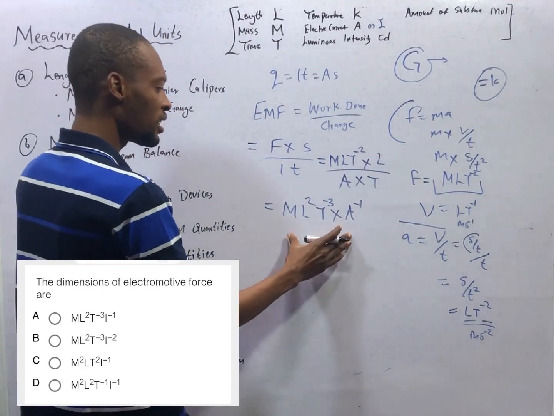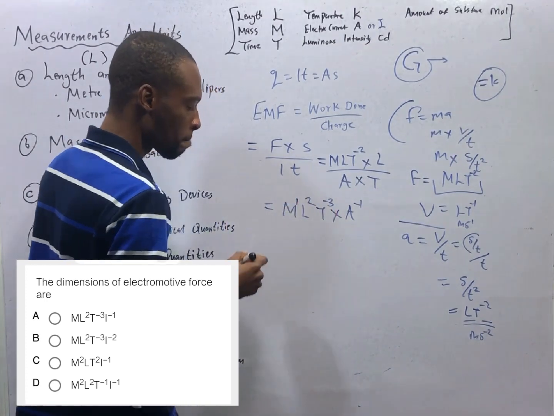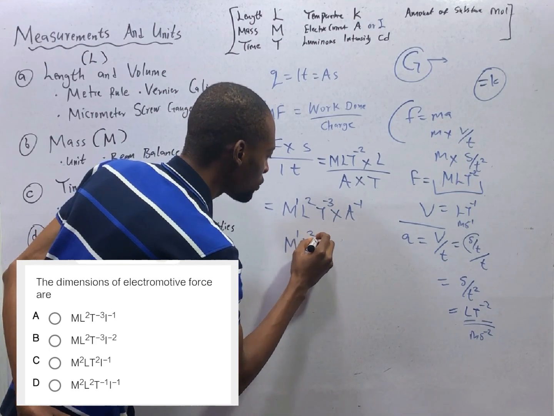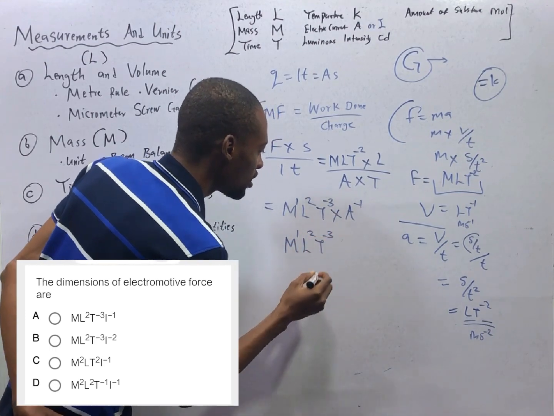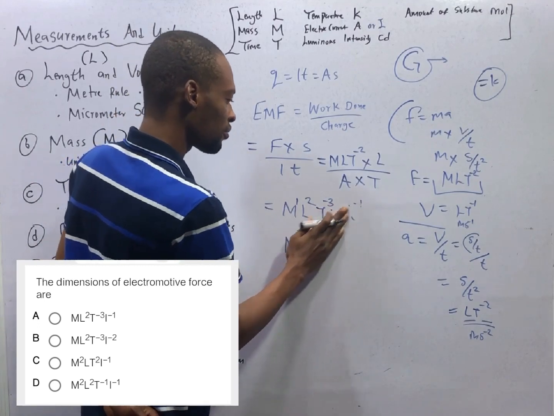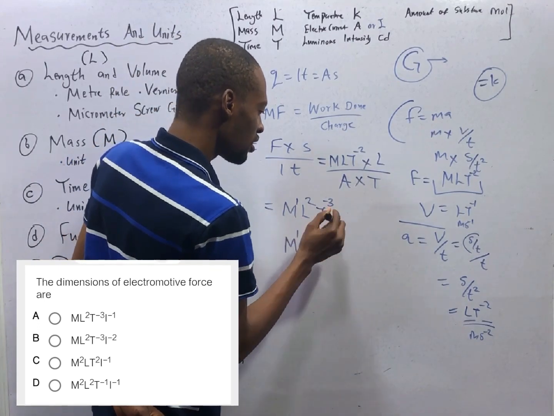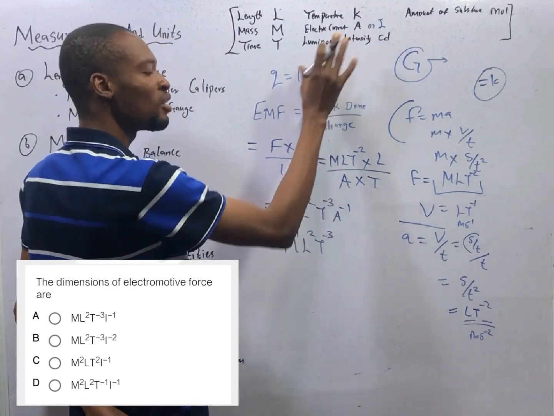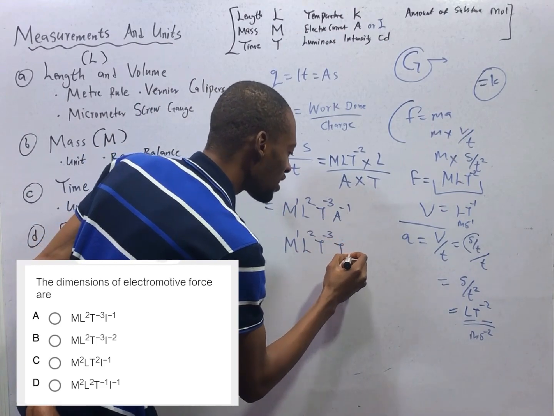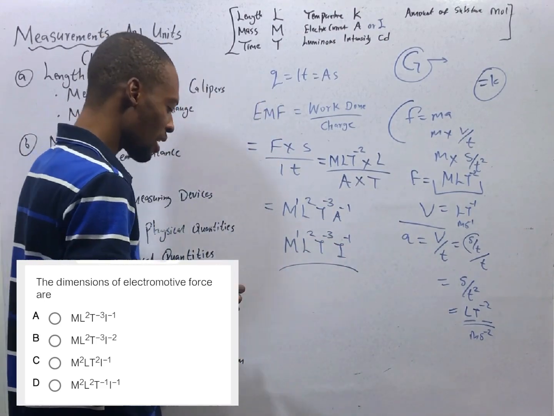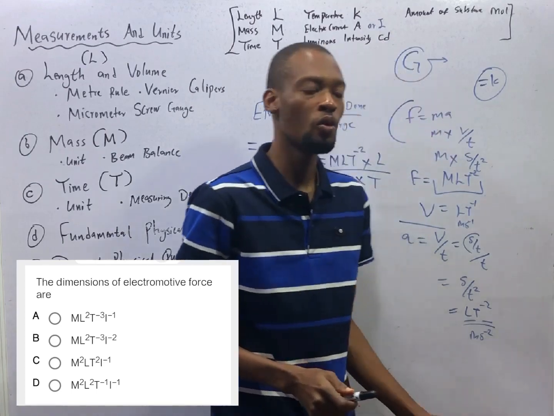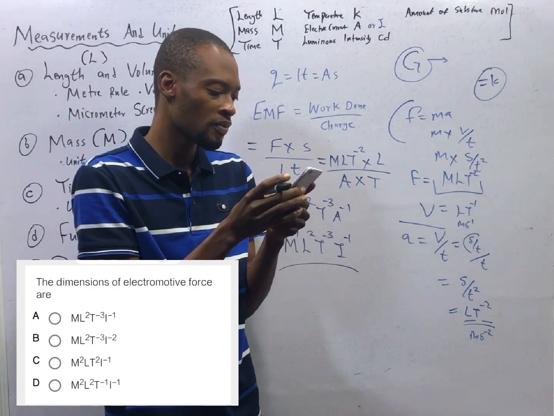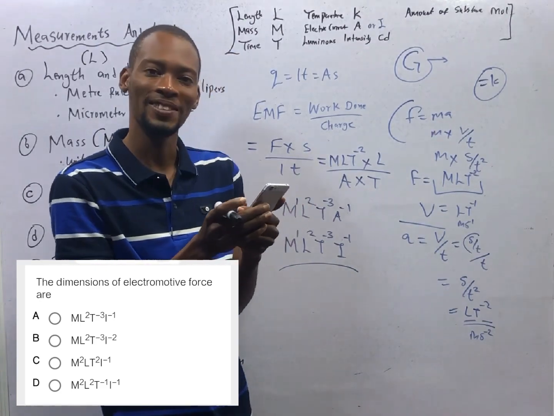Multiplying everything, you get this. So this is the same thing as 1. You therefore get M1 L raised to the power of 2 T raised to the power of minus 3, then A raised to the power of minus 1. If we decide to change A to I, which both are correct, we'll have I raised to the power of minus 1. This is the dimension for electromotive force. Once you know the definition of the quantity, you should be able to find the dimension. A is the correct option.